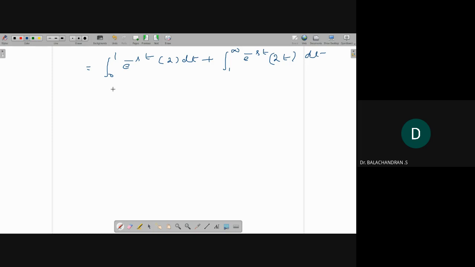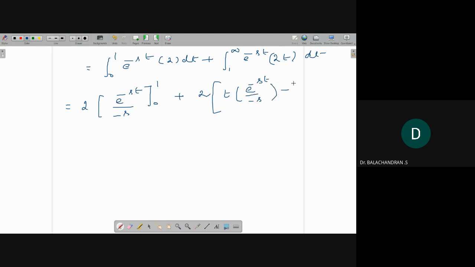So 2 into, to integrate e power minus st, you get e power minus st by minus s. The limit is from 0 to 1. Here 2 is constant. You can use Bernoulli's formula for integration. I'm taking t as u and e power minus st as v. So keep t as it is. If you integrate e power minus st, you get e power minus st by minus s.